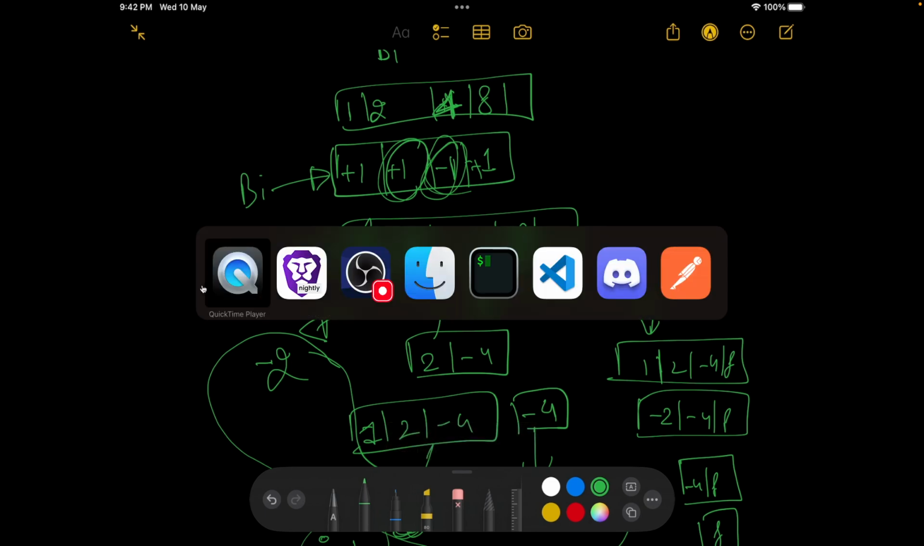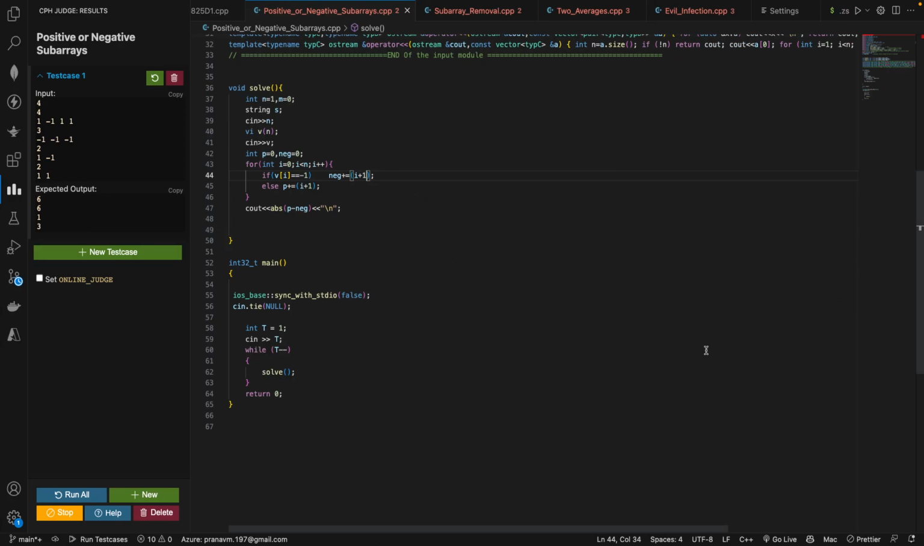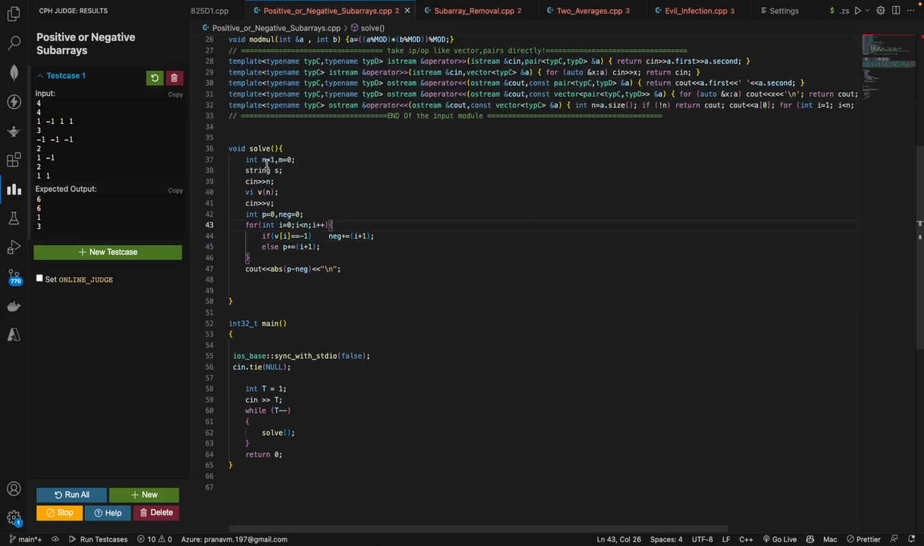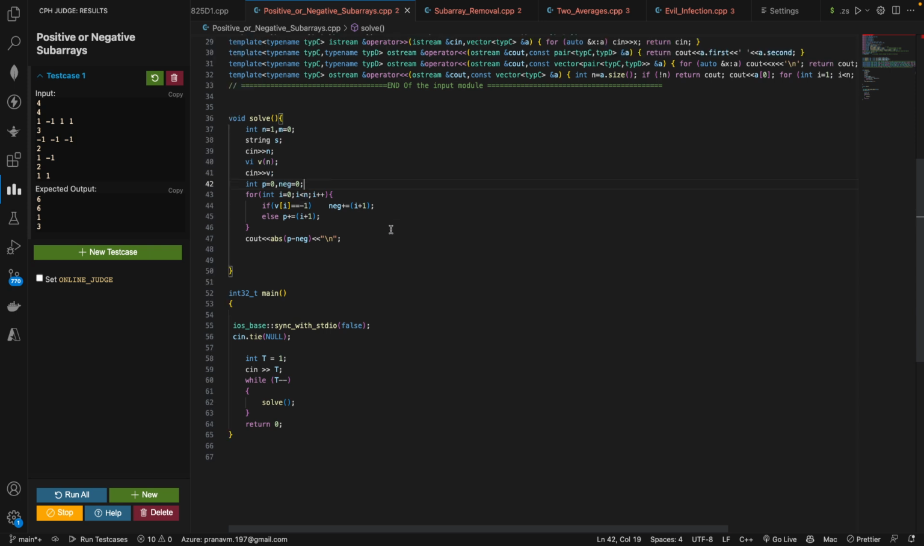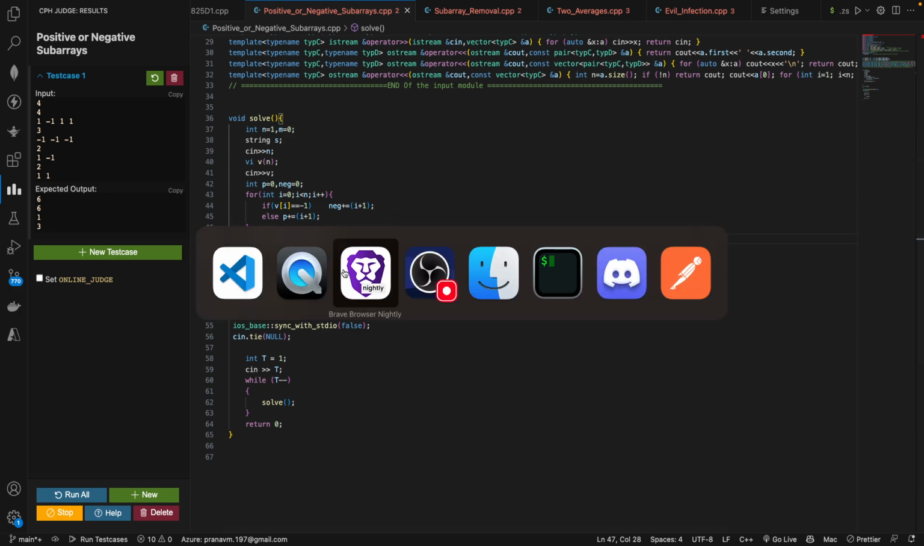So let's see the code for this. The code is fairly simple. What we need to do is, I'm taking two variables P and negs, or you can take positive and negative, hardly matters. After that, if the value is negative, then the negative count of subarrays would increase by I plus 1. Else the value would be positive, and the positive count of arrays would increase by I plus 1, and at the end you print P minus negative, or positive minus negative. So yeah, that's it for this particular question. Let's move to the next one.